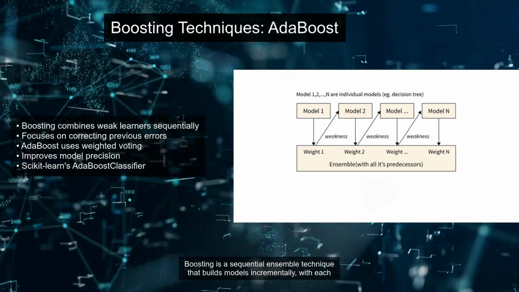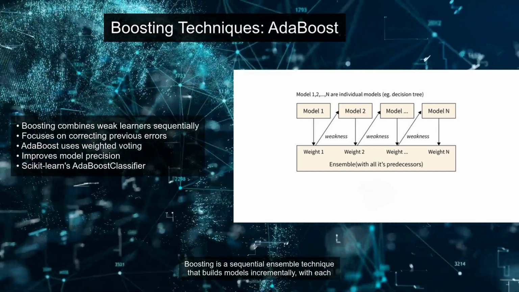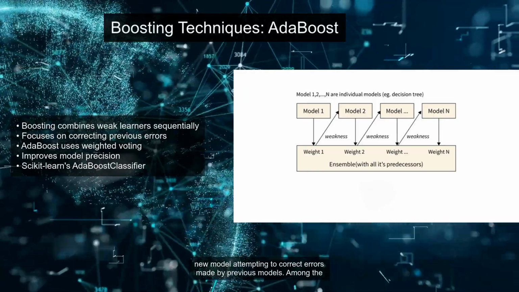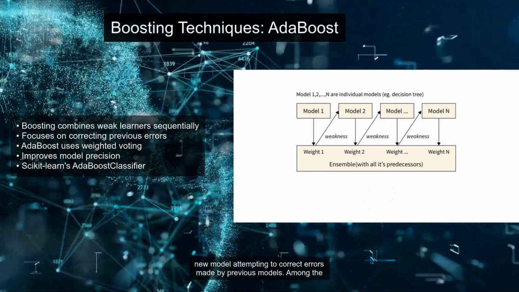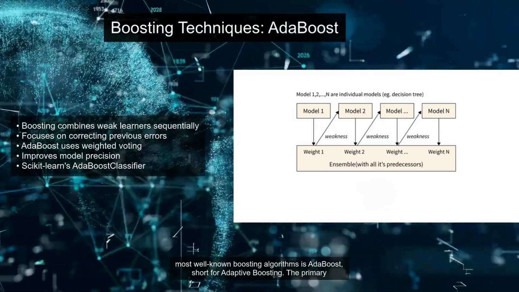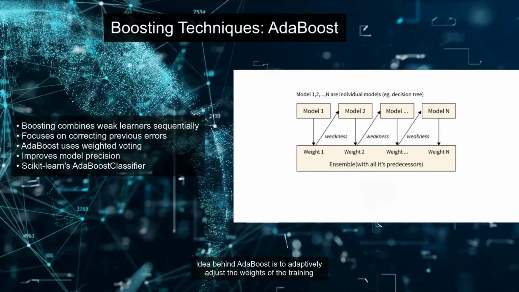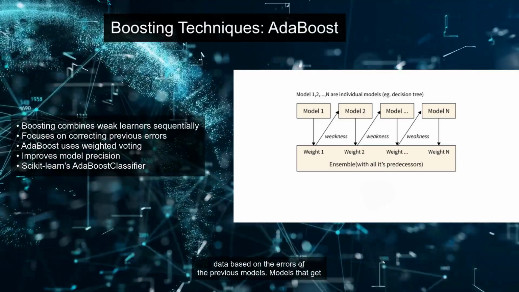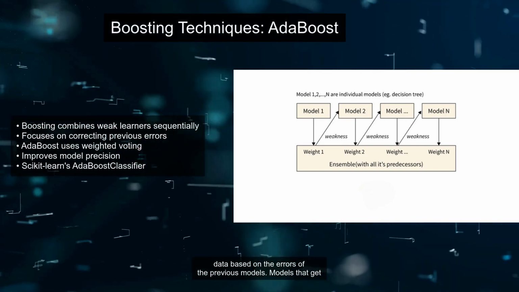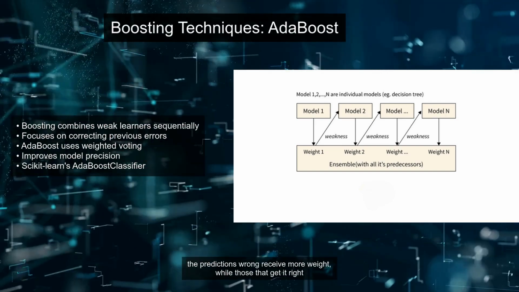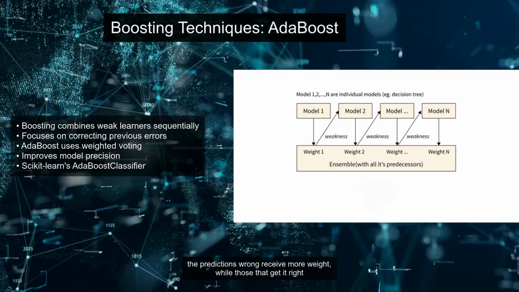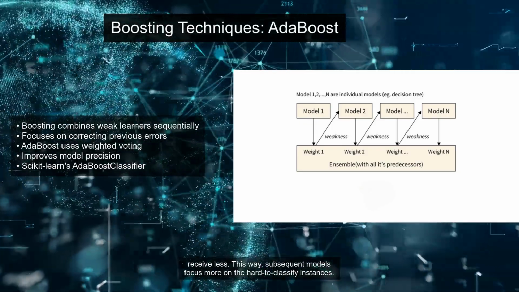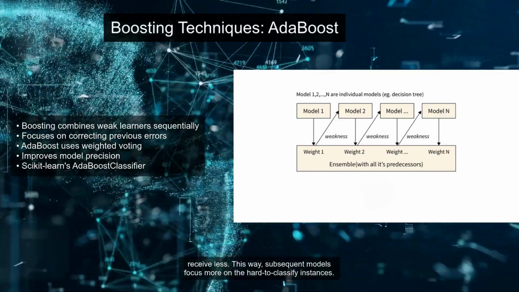Boosting is a sequential ensemble technique that builds models incrementally, with each new model attempting to correct errors made by previous models. Among the most well-known boosting algorithms is AdaBoost, short for adaptive boosting. The primary idea behind AdaBoost is to adaptively adjust the weights of the training data based on the errors of the previous models. Models that get the predictions wrong receive more weight, while those that get it right receive less. This way, subsequent models focus more on the hard-to-classify instances.